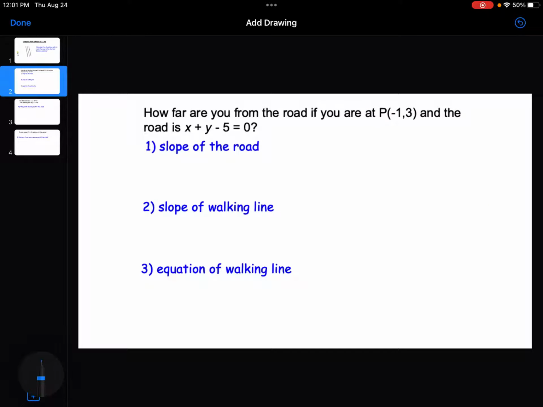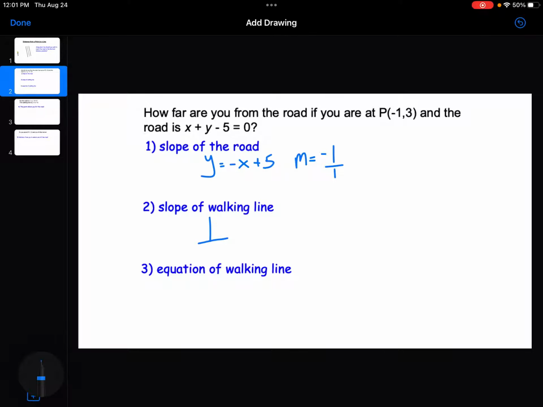So if we were walking through an example here: how far are you from the road if you're at point (-1, 3) and the road is x + y - 5 = 0? Well, the first step is we need to rearrange this into y = mx + b, which is going to be y = -x + 5. We're just moving the x and the 5 to the other side. And then we can see that our slope here is -1, or -1 over 1.